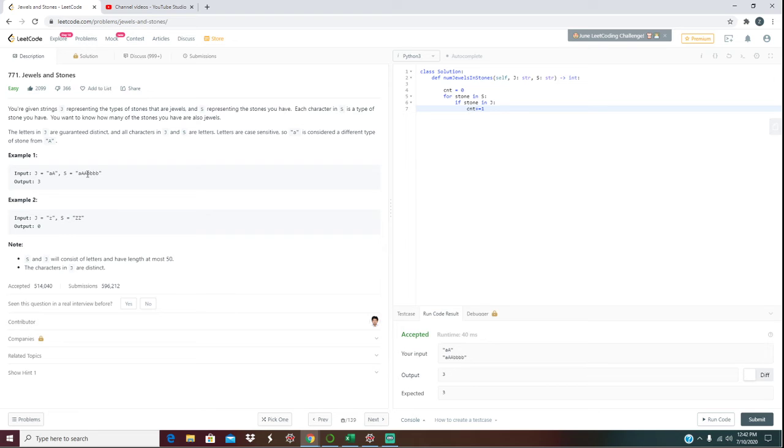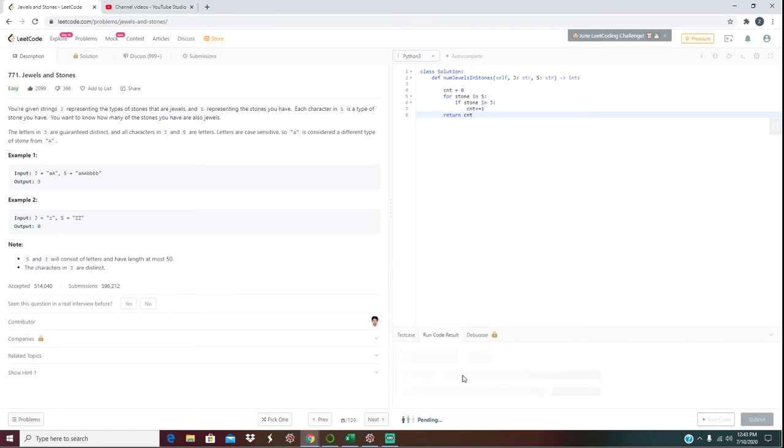So now we know that 3 stones, but all of these are not in J. So basically, it just passes right through. And then if we return the count, it should give us 3. Yep.